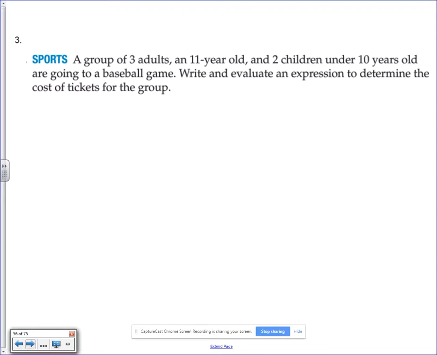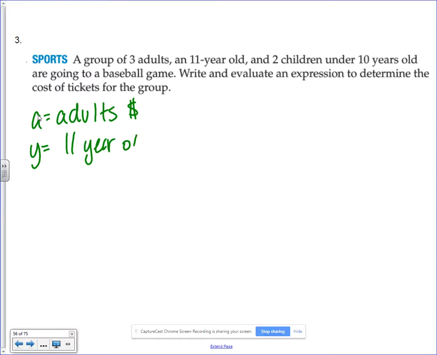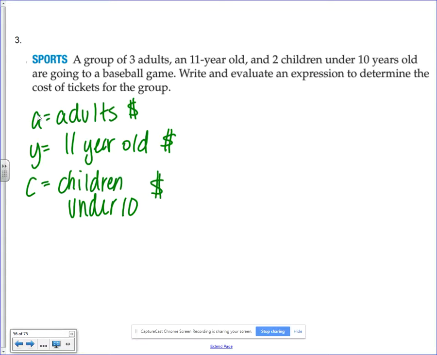A for what? So A is going to be adults. Is that the number of the adults or the cost for the adults? Okay, so I'm going to put a little money symbol next to it. What else did you want to use? Y for what? For the 11-year-old? Is that the number of 11-year-olds or the cost for 11-year-olds? Okay. What else do you want to use? For the children? And again, this is a cost. It is not a number of children. So now that we have our variables defined, what's my expression going to be?